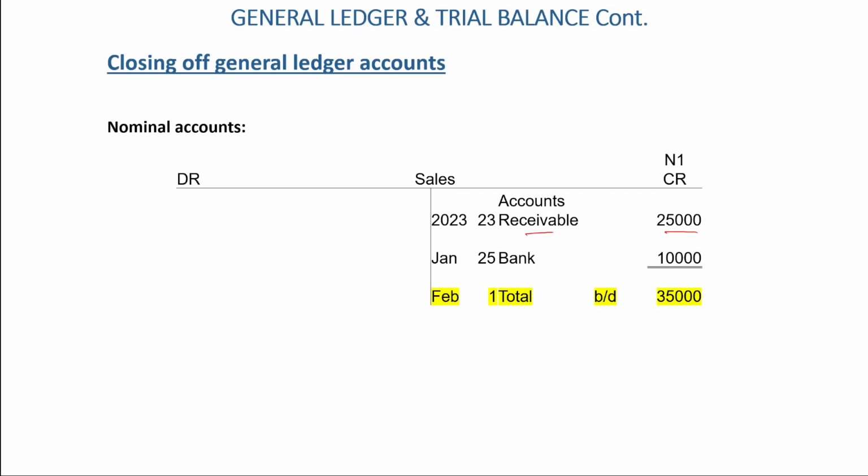Since sales is classified as an income account, it's a nominal account. So we do not balance it off. We just write the total. So the total becomes 35,000. So we only have a balance brought down. And that is it. This means that these accounts are going to be used to create an income statement. Since the nominal accounts are only income and expense, we use them to create an income statement. And the balance sheet accounts, we use them to draft what we call your balance sheet statement.